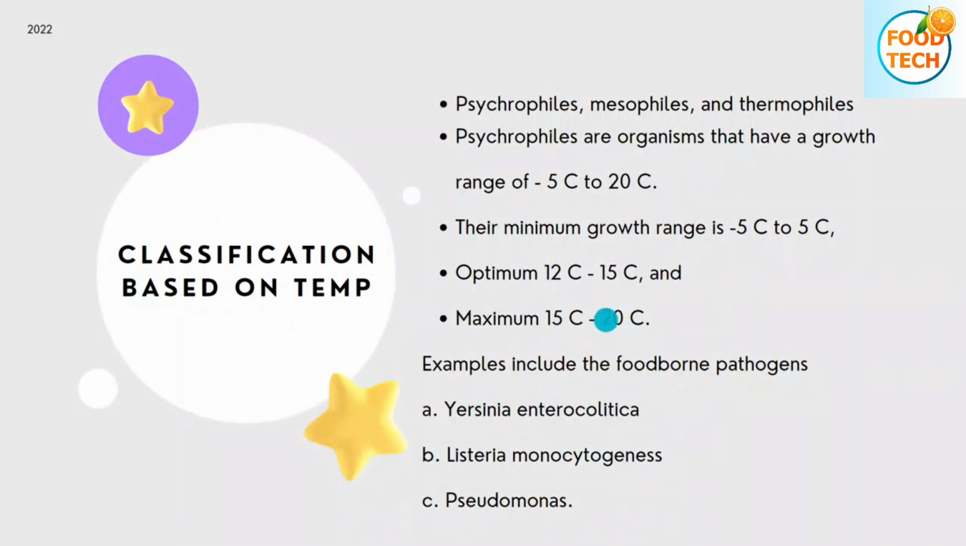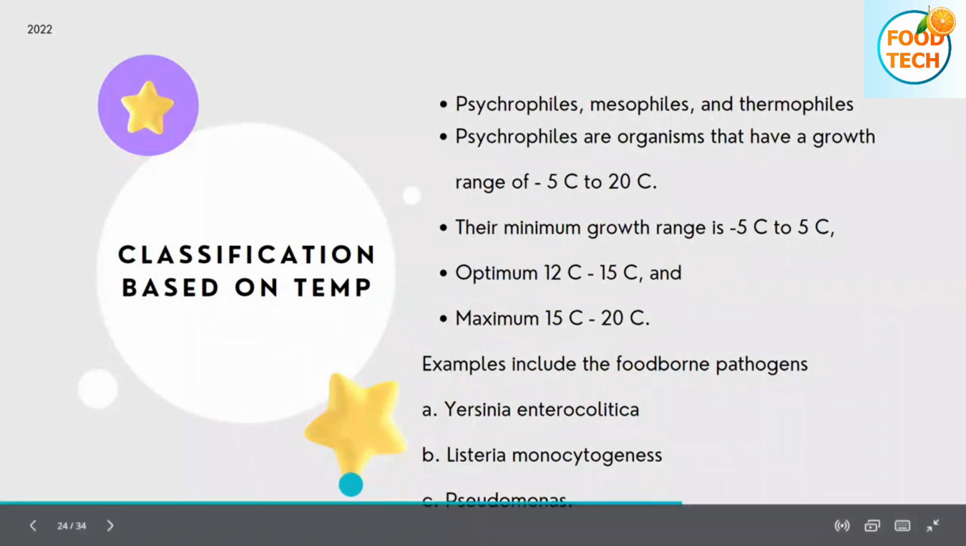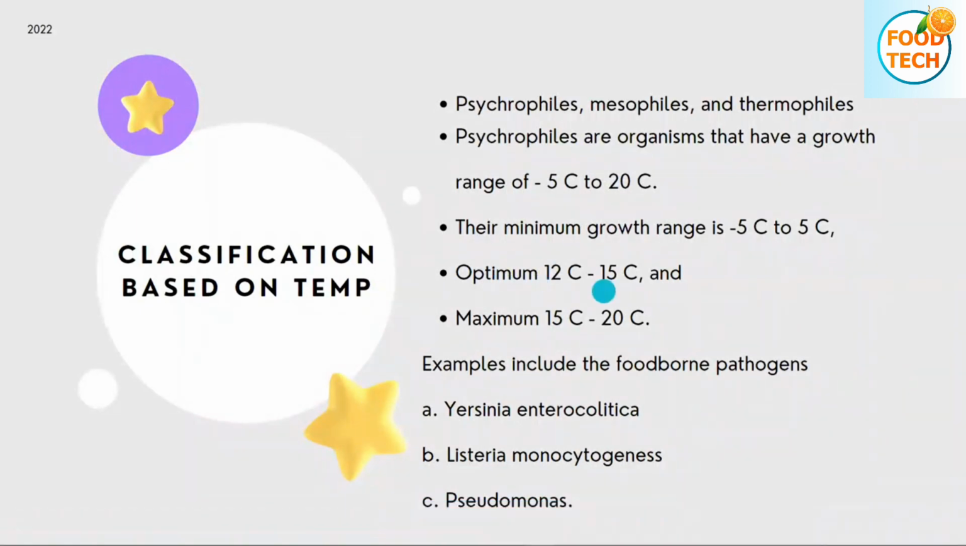If you see the examples, they are Listeria monocytogenes, then Pseudomonas, then Yersinia. These are a few examples. You can read more about these examples so that you get a better idea about this, right? Fine. So now moving ahead.